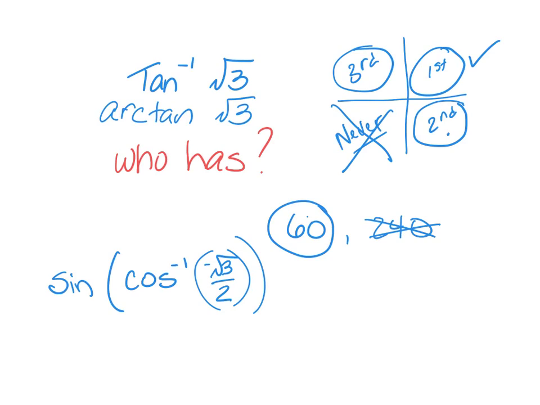Who has a cosine of negative root 3 over 2? You didn't find it in the first quadrant. You didn't find it in the fourth quadrant, which is the second place you're going to look, but you found it in the third quadrant. So it's going to be what? 150. So now that is going to go here.